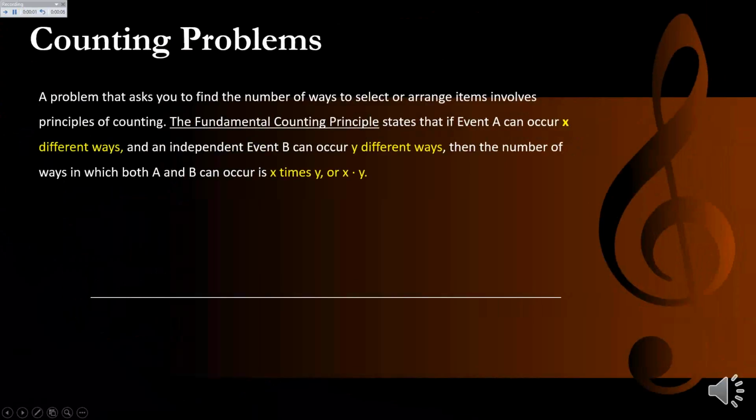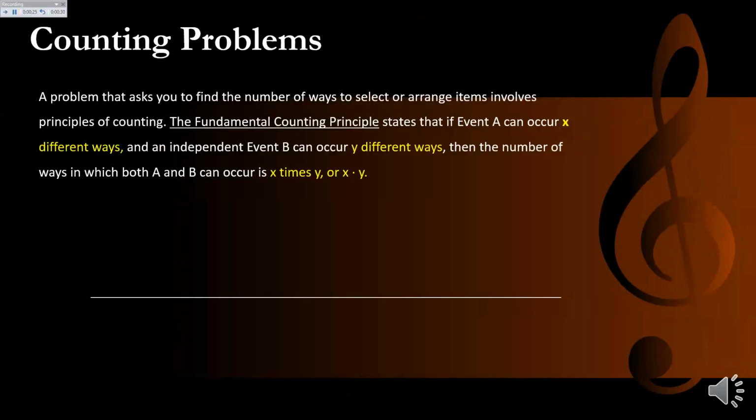A problem that asks you to find the number of ways to select or arrange items involves the principles of counting. The fundamental counting principle states that if event A can occur X different ways and an independent event B can occur Y different ways, then the number of ways in which both A and B can occur is X times Y, the way that we write it mathematically.